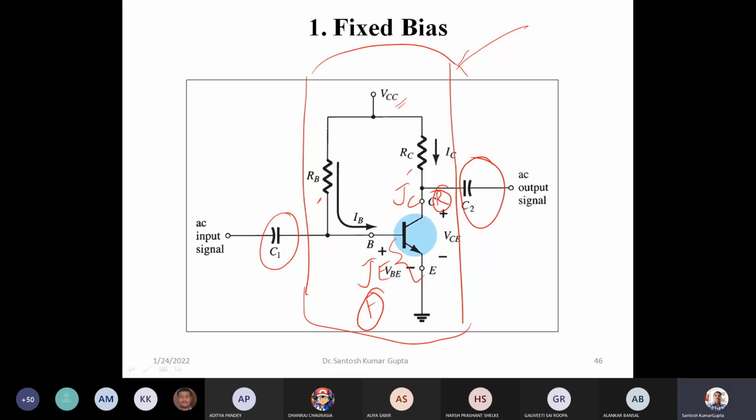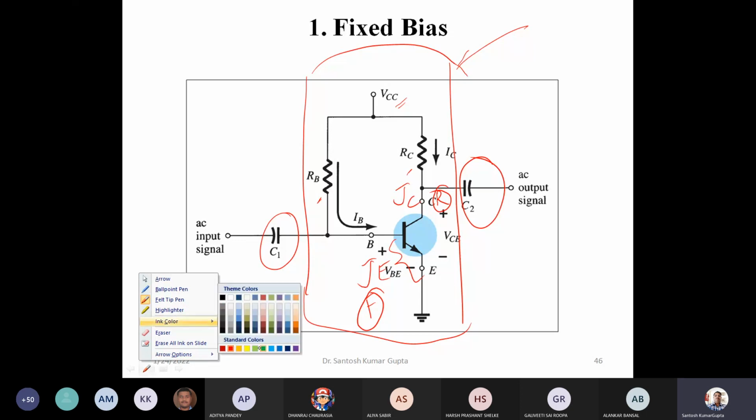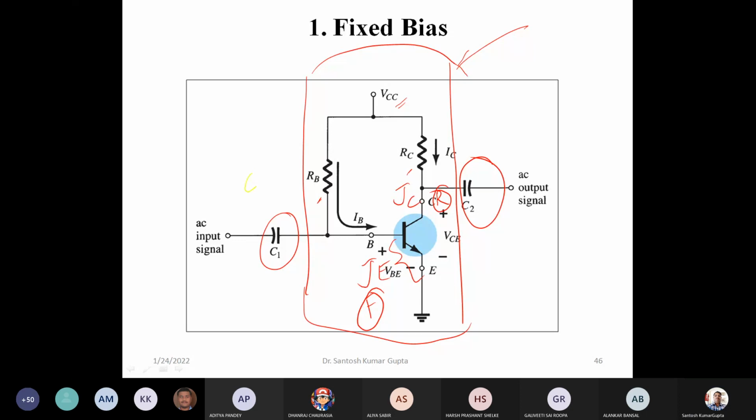Now let us see for what purpose we are using C1 and C2. These are called coupling capacitors. The name is not obvious right now, but it will become obvious when we understand what we mean here.